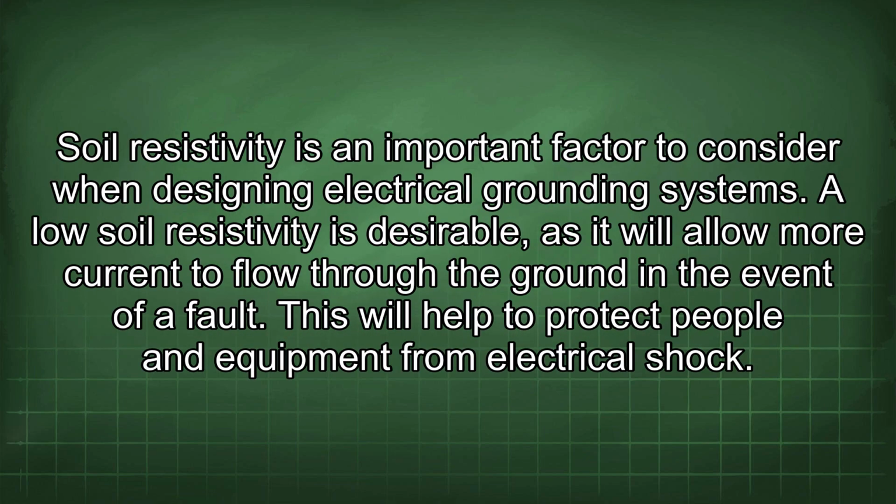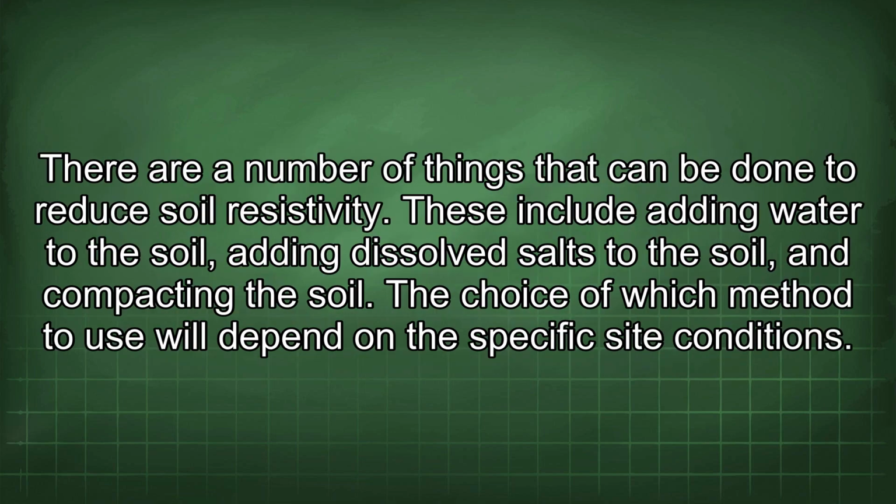Soil resistivity is an important factor to consider when designing electrical grounding systems. A low soil resistivity is desirable, as it will allow more current to flow through the ground in the event of a fault. This will help to protect people and equipment from electrical shock. There are a number of things that can be done to reduce soil resistivity. These include adding water to the soil, adding dissolved salts to the soil, and compacting the soil. The choice of which method to use will depend on the specific site conditions.